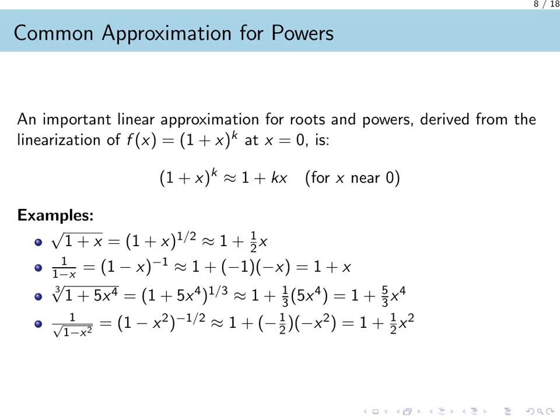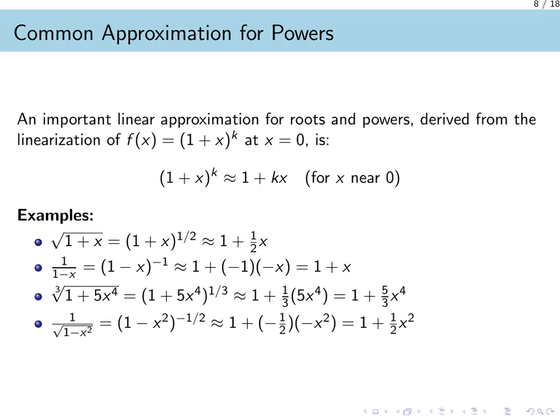For instance, the square root of 1 plus x, which is the quantity 1 plus x to the power of 1/2, becomes approximately 1 plus 1/2 times x. Another example is 1 over the quantity 1 minus x, which is 1 minus x to the power of negative 1. Its approximation is simply 1 plus x. The key takeaway is that this formula transforms a difficult power or root into a simple linear expression, as long as x is small.